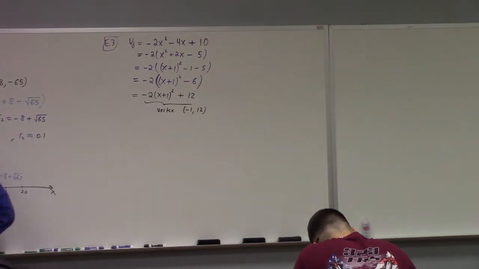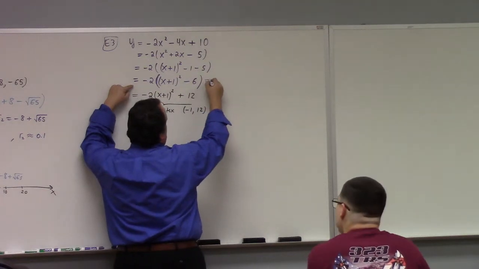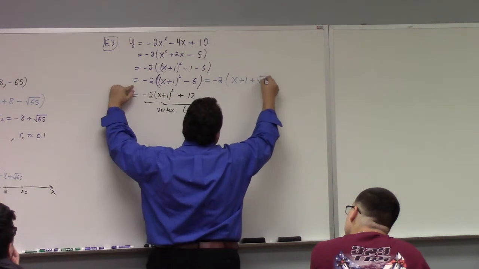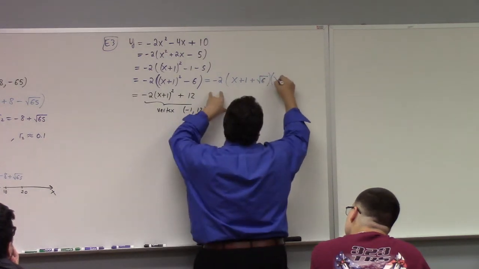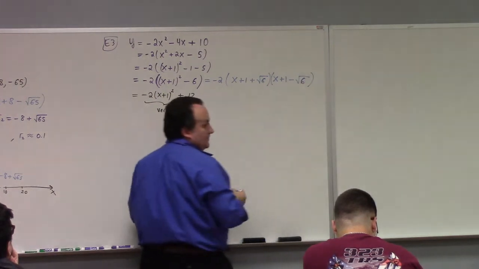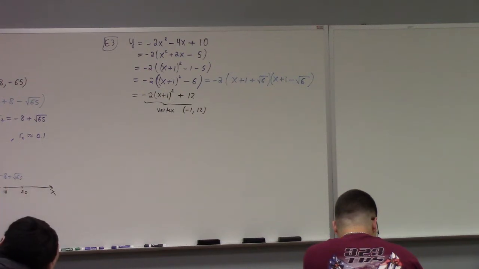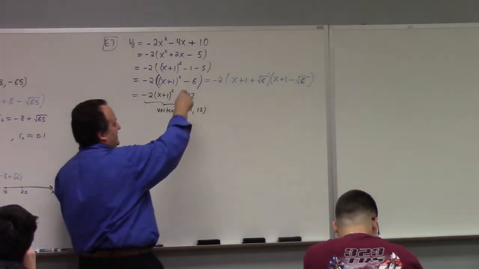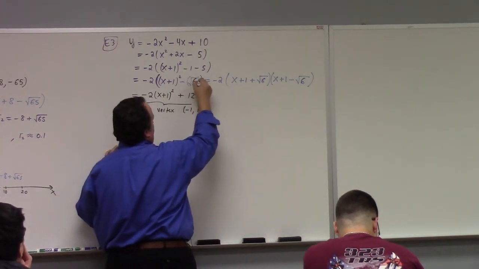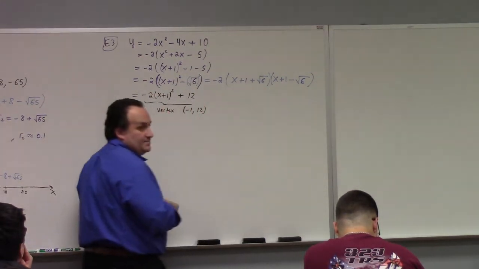One and 6, I don't think so. Let me pick on this one up here. See, this is minus 2 times x plus 1 plus the square root of 6 times x plus 1 minus the square root of 6. Because we look at 6 as the square root of 6 squared, right? And so it's the difference of squares. I've got a plus b times a minus b.